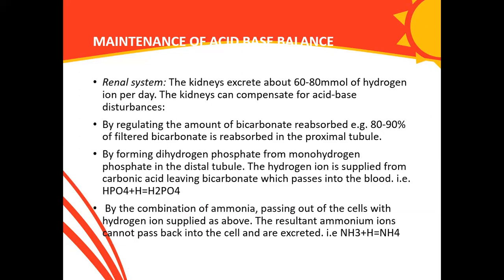The kidneys excrete about 60 to 80 millimole of hydrogen ion per day. It's a slower way of maintaining acid-base balance compared to the respiratory system. By regulating the amount of bicarbonate that is reabsorbed in the proximal convoluted tubules, about 80 to 90% of the filtered bicarbonate is reabsorbed in the proximal convoluted tubule. And this is how it helps to maintain acid-base balance.